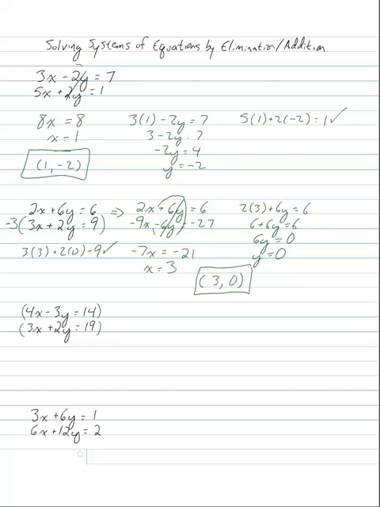Again, kind of like trying to find a common denominator. What is the number that 3 and 2 both divide evenly into? Both divide evenly into 6, so I'm going to multiply the top one by 2 and the bottom one by 3, so that way I can get 6. So on the top, I'll get 8x minus 6y equals 14 times 2 should be 28. 9x plus 6y equals 19 times 3, 57.